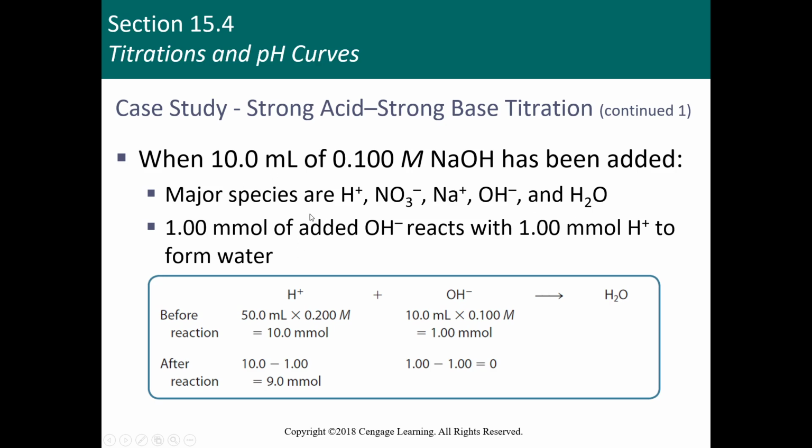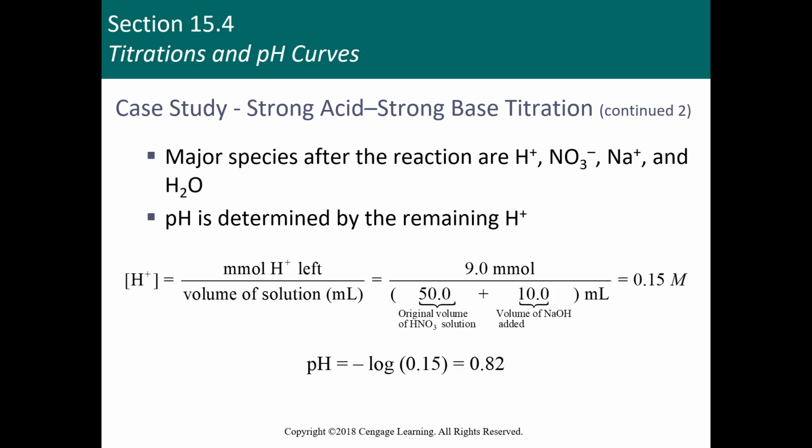So, our 1 millimole of this OH minus is going to react with 1 millimole of our H plus that was in solution. Before the reaction started, we had 10 millimoles of that H plus in solution. We're going to react it with 1 millimole of the OH minus. What that means is you'll have 9 millimoles remaining of the H plus in solution, and your OH minus will be reacted away. It'll be gone, because that's the limiting reactant.